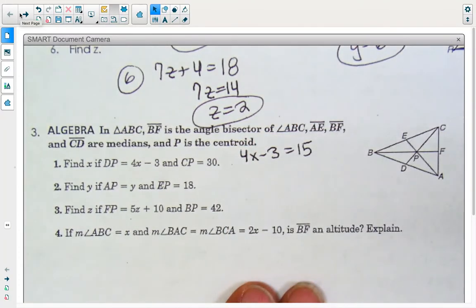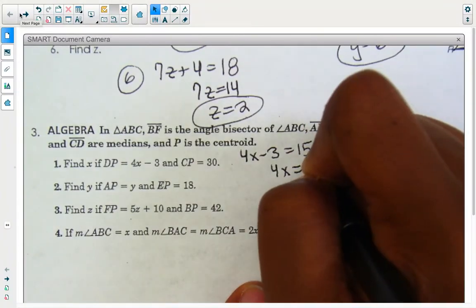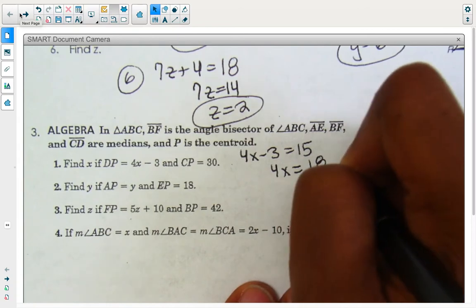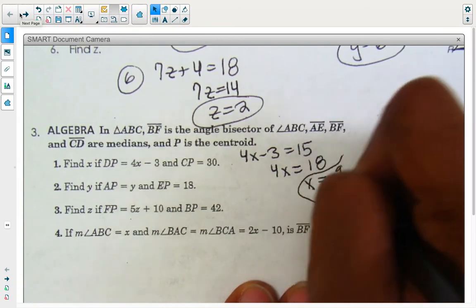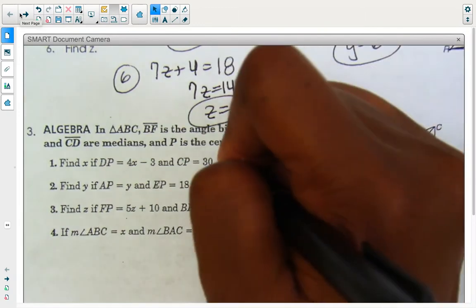Add 3 to both sides and divide. I got a fraction, but that's okay. I got 9/2. So for number 1, I got 9/2.